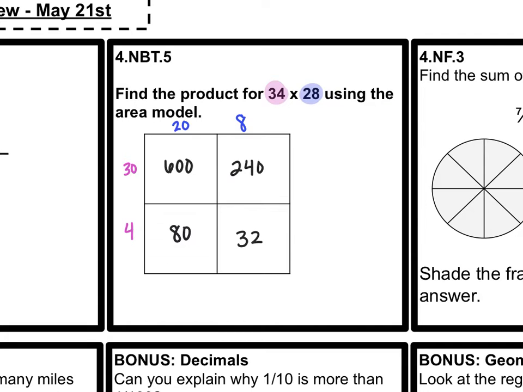The last step for finding product using area model is going to be addition. So we're going to add up 600 plus 240 plus 80 plus 32. Start in the ones place. You have a 2. 8, 9, 10, 11, 12, 13, 14, 15. Put down the 5. Regroup the 1. 6 plus 1 is 7. And 8, 9, for a total of 952.